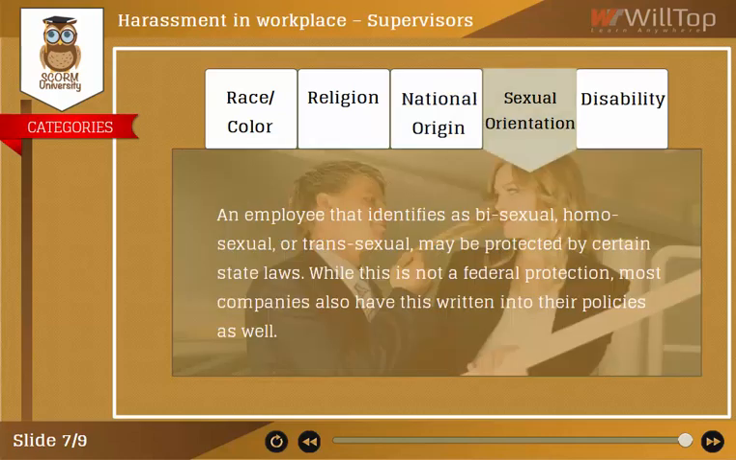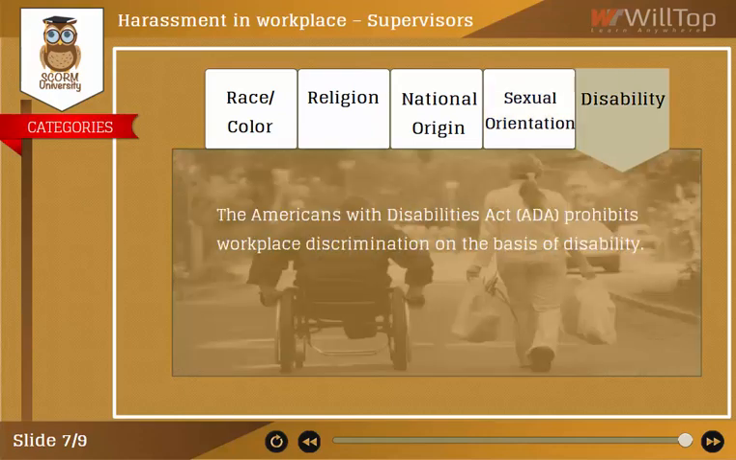Sexual orientation. An employee that identifies as bisexual, homosexual, or transsexual may be protected by certain state laws. While this is not a federal protection, most companies also have this written into their policies as well. Disability. The Americans with Disabilities Act, ADA, prohibits workplace discrimination on the basis of disability.